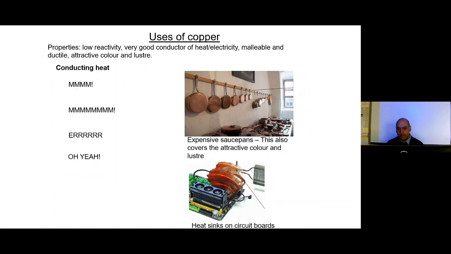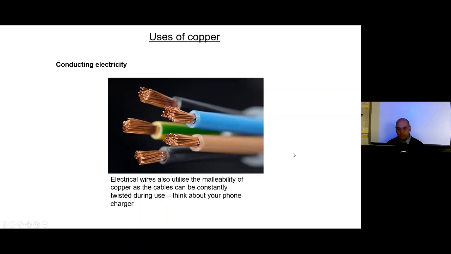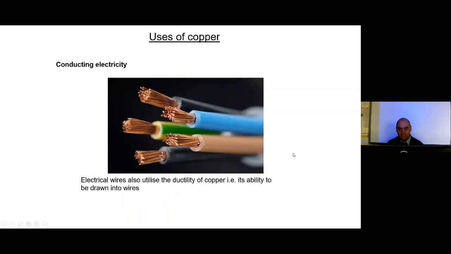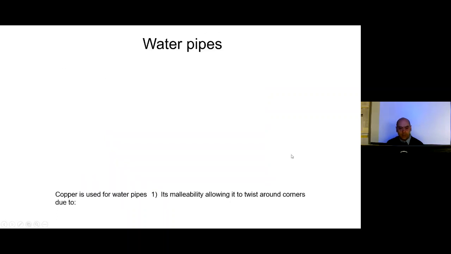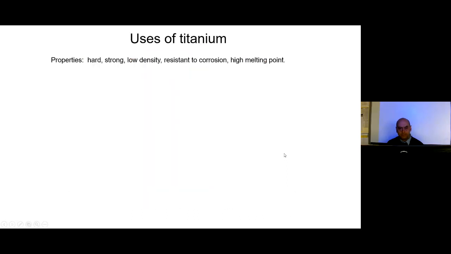Copper, best thing for copper, it's good at conducting heat, so obviously for cooking, and also on heat sinks. All right, so you can get the heat away from the processor. And obviously, it's good at conducting electricity. And of course, in cabling as well, it's got to be very malleable. Cables need to go around corners. And copper as well, being low reactivity, makes it good for water pipes.